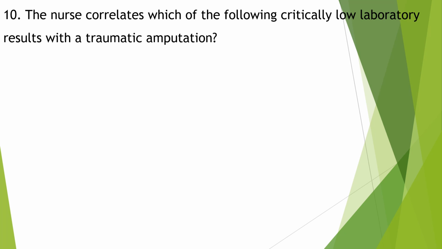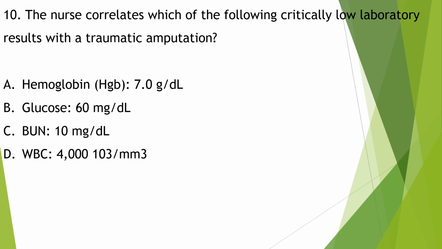The nurse correlates which of the following critically low laboratory results with a traumatic amputation. Hemoglobin 7 gram per deciliter, glucose 60 mg per dl, blood urea nitrogen 10 mg per dl, WBC 4000 per 10 raised to 3 millimeter cube.